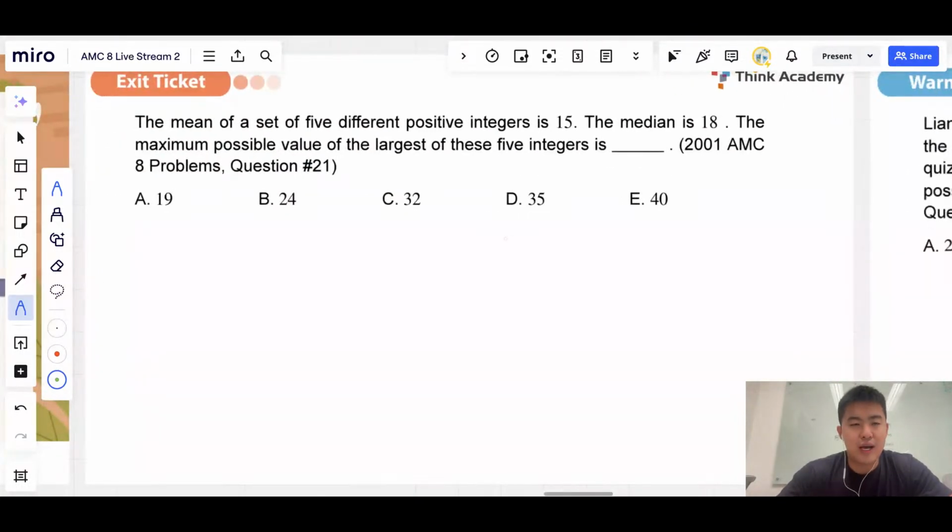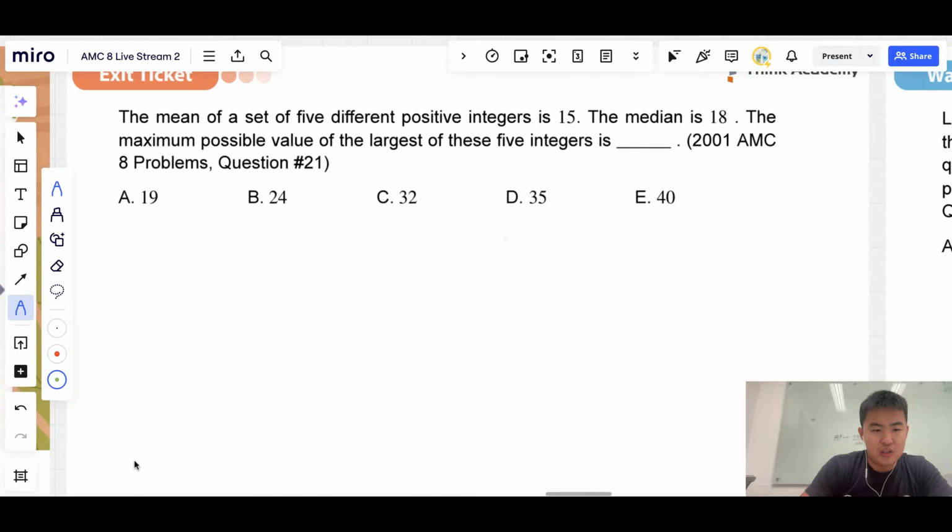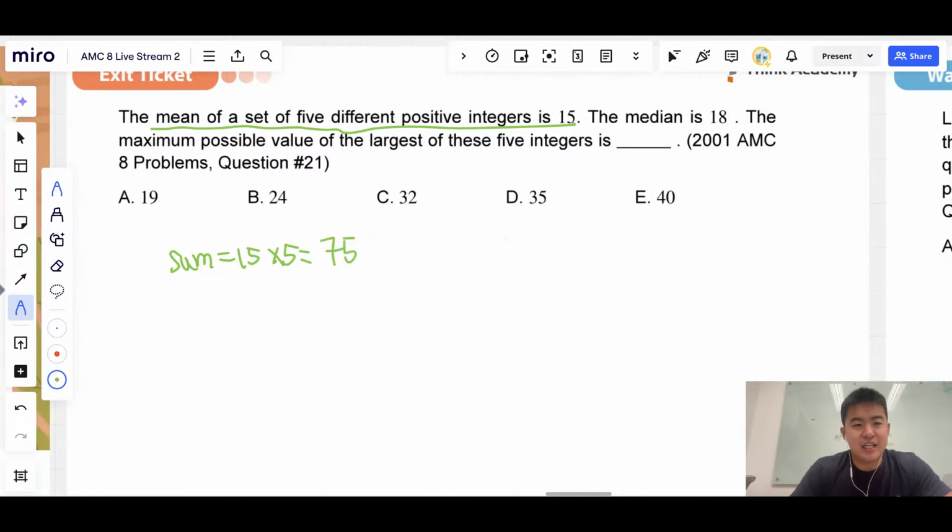Now let's go to the exit ticket, our third problem of today's live stream session. The mean of a set of 5 different positive integers is 15. Just by reading this sentence, we should grab some keywords. But first, let me get my pen. The mean of a set of 5 different positive integers is 15. So the first condition we have is their summation, which is 15 times 5, equal to 75. And the median is 18. What is the maximum possible value of the largest of these 5 integers?